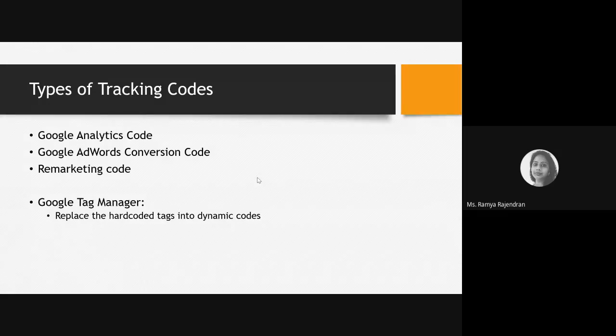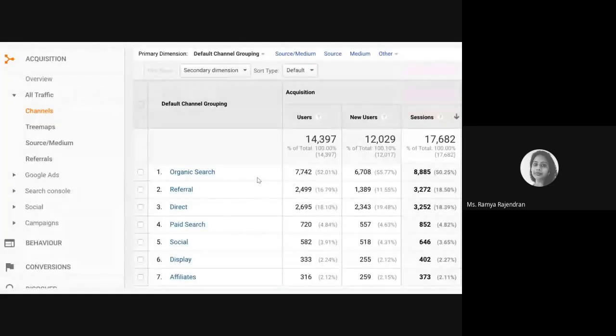We can see all this when we see a Google Analytics page with a live website. We can see all this. So this is how the Google Analytics page looks.